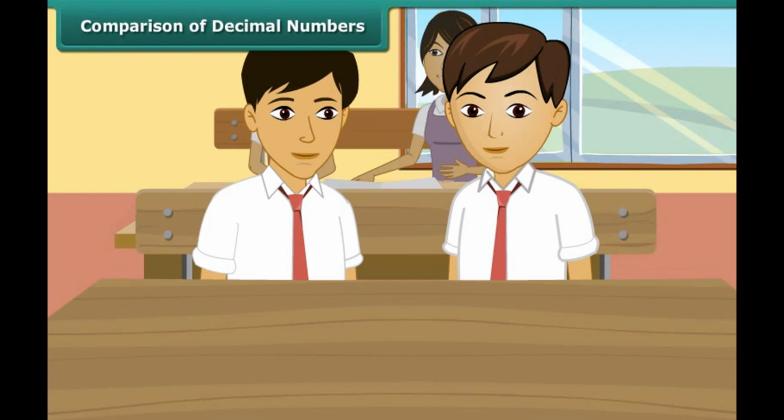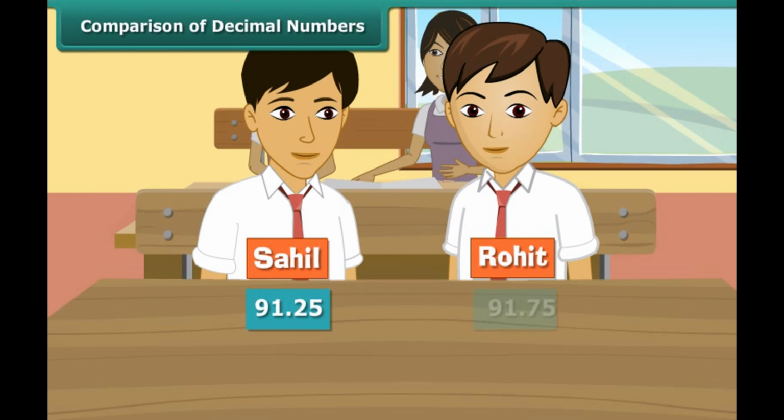Comparison of decimal numbers. Sahil scored 91.25% of marks in his final exams, while his friend Rohit scored 91.75%. Friends, can you find out who scored more among the two? First, we compare the digits on the left of the decimal point, starting from the leftmost digit. Here, the digits 9 and 1 are same.